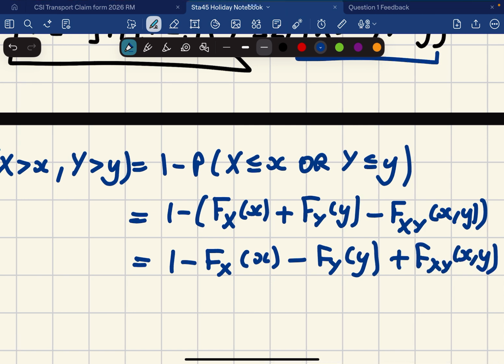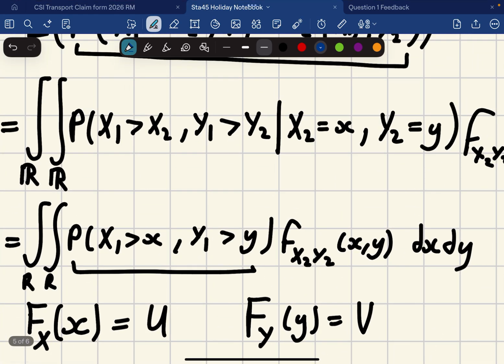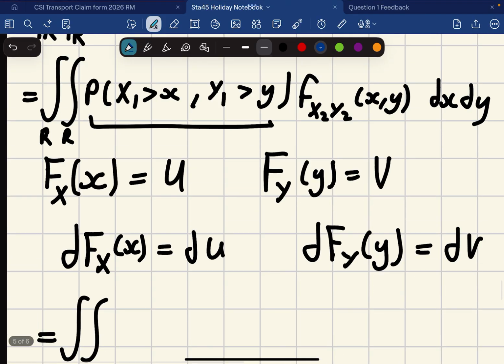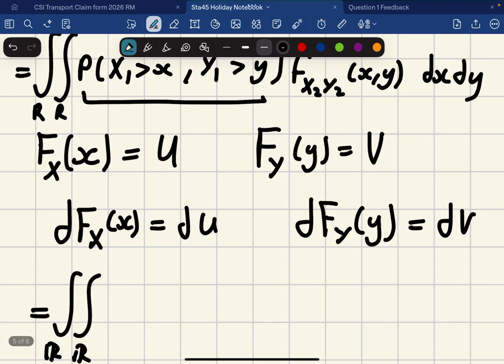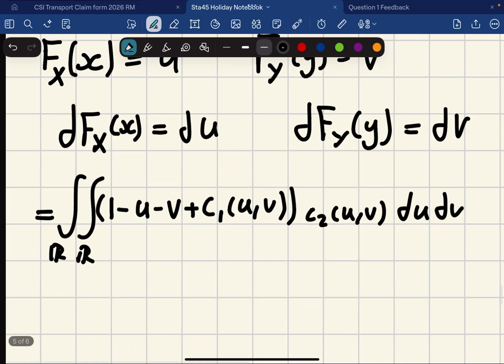As you can see, they are not complements. So you're going to apply it here, right? And now we're going to use copula notation. So this is going to simplify to 1 minus u minus v plus C, and it's c1(u,v). And then here it's going to be small c2(u,v) du dv. That's after the transformation, right?